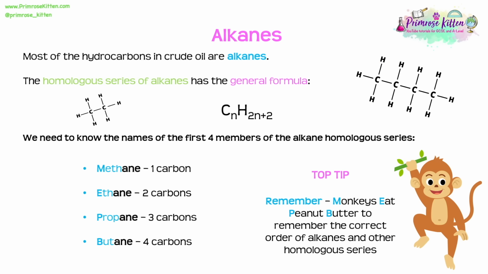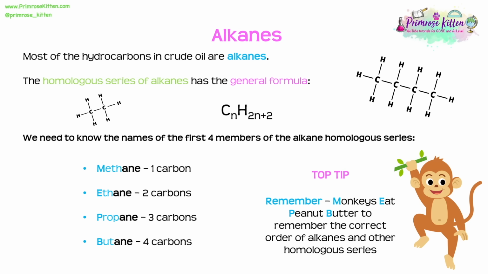Most of the hydrocarbons found within crude oil are alkanes. The homologous series of alkanes has the general formula CnH2n+2, so make sure you remember that. We need to know the names of the first 4 members of the alkane homologous series. So these are methane, this one has 1 carbon, then we have ethane, which has 2 carbons, then we have propane, which has 3 carbons, and finally butane, which has 4 carbons.